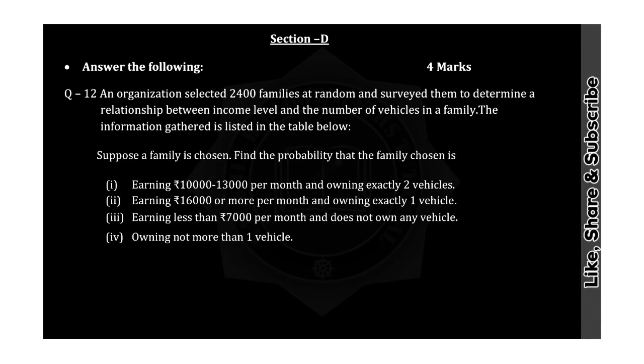Suppose a family is chosen, find the probability that the family chosen is: first, earning 10,000 to 13,000 per month and owning exactly 2 vehicles. Second, earning rupees 16,000 or more per month and owning exactly 1 vehicle. Third, earning less than rupees 7,000 per month and not owning any vehicle. And the last one is owning not more than 1 vehicle. So from the table we have to get that information.